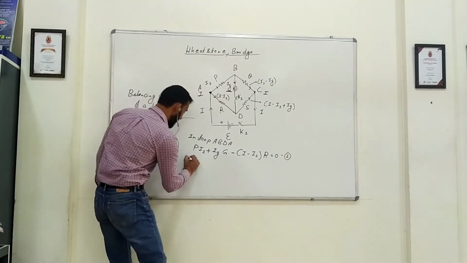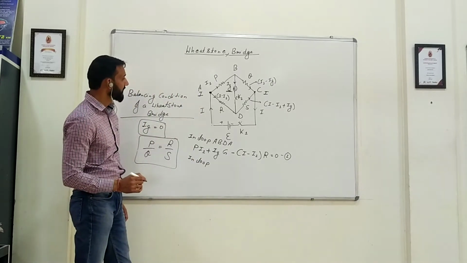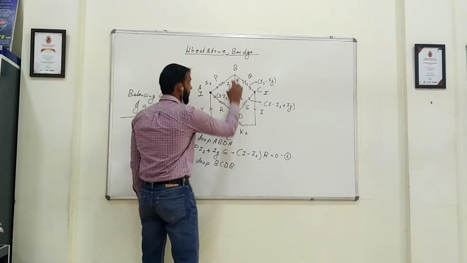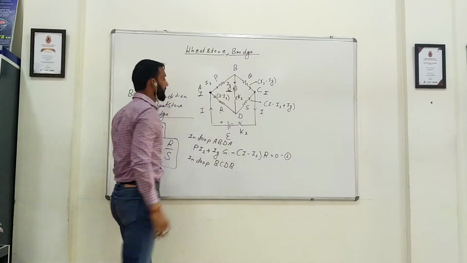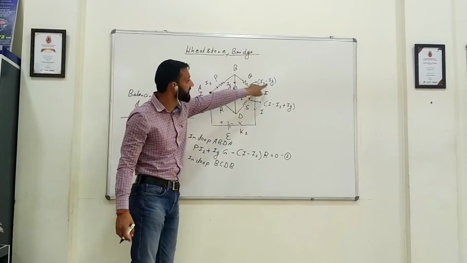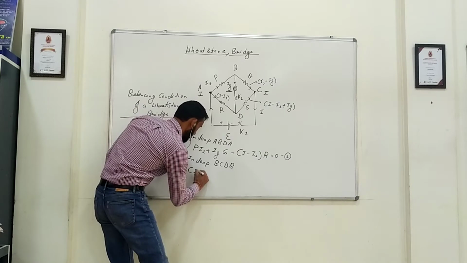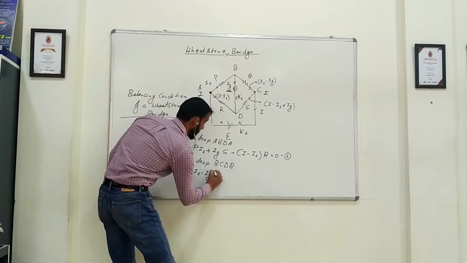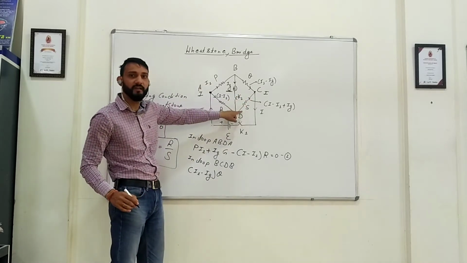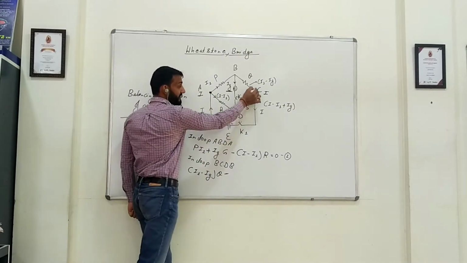Right? Now again I take in loop. What is the loop? BCDB. I'll start here. What current is going? I1 minus Ig multiplied by Q. So I1 minus Ig multiplied by Q. Then I started coming here. What will come? Plus or minus? Minus. Why minus? Because current is coming like this, but I am coming like this.